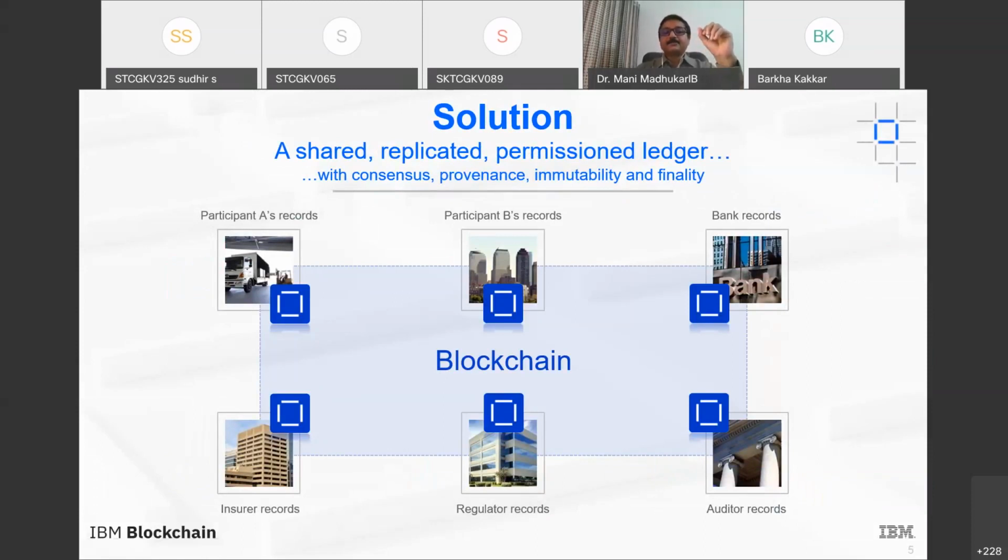So everybody has a copy of the ledger. It says shared, replicated, permissioned ledger. So participant A, B, bank, insurer, everybody has the same copy of the ledger. Okay.